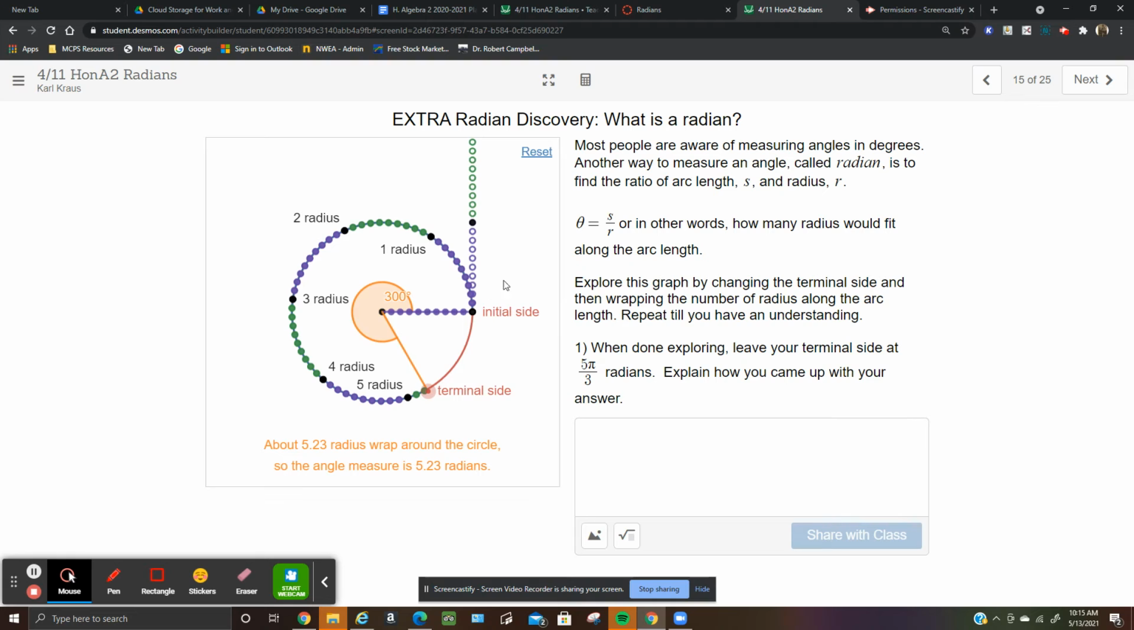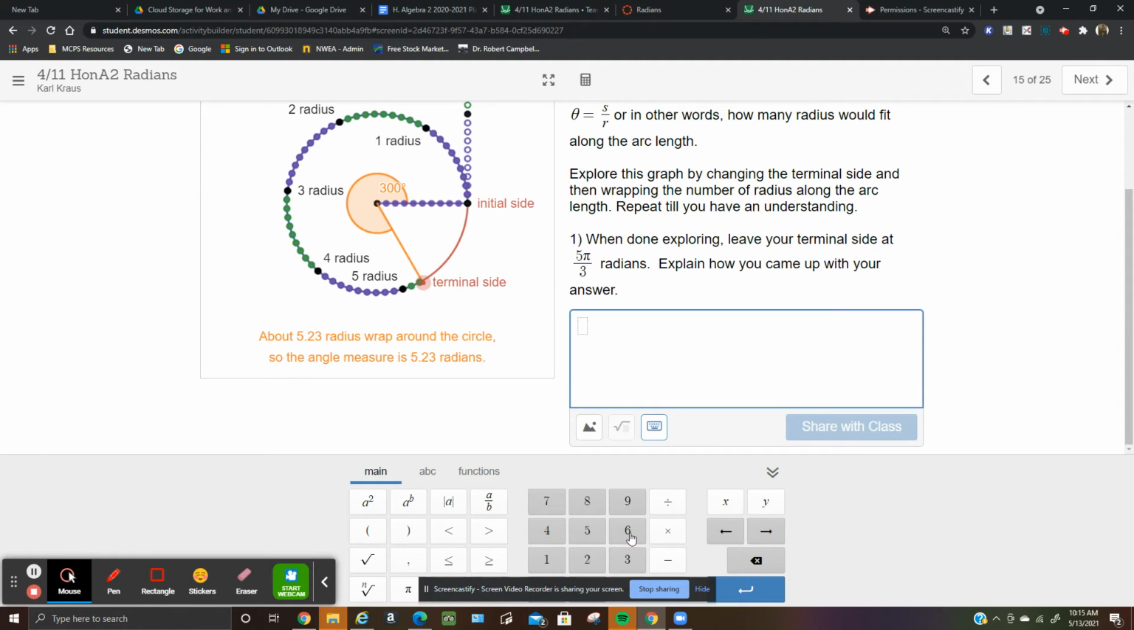And here it says 5 pi radians would be 300 degrees, because pi radians is 180, so 5 times 180, divided by that in parentheses, divided by 300.